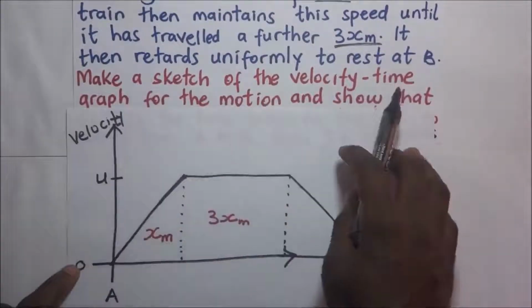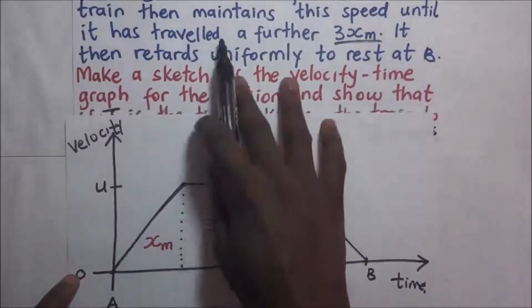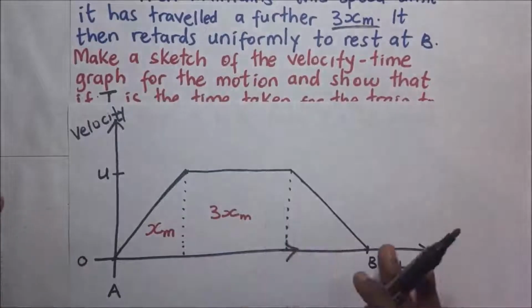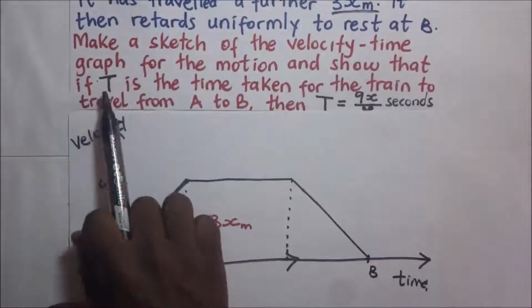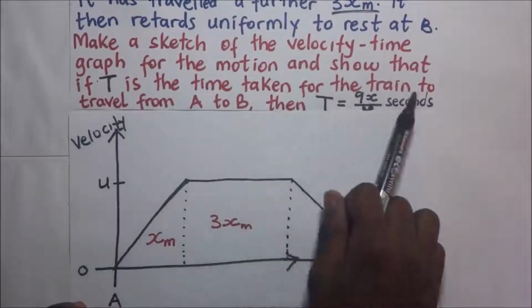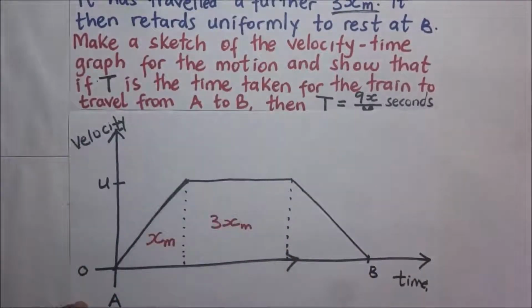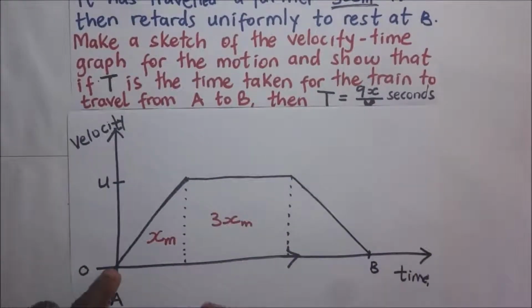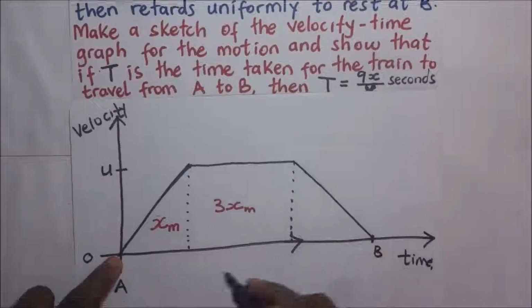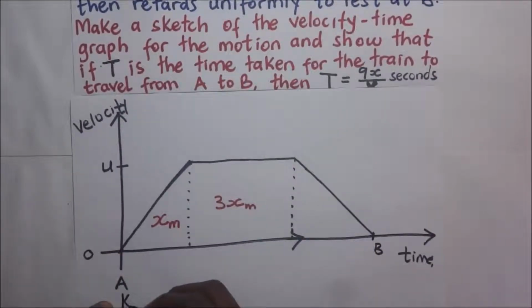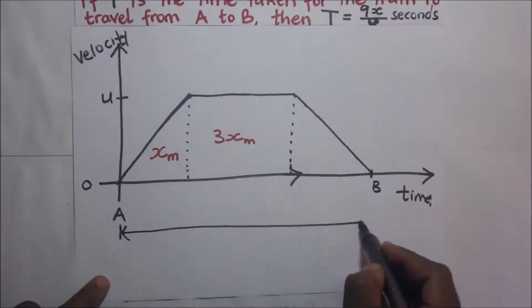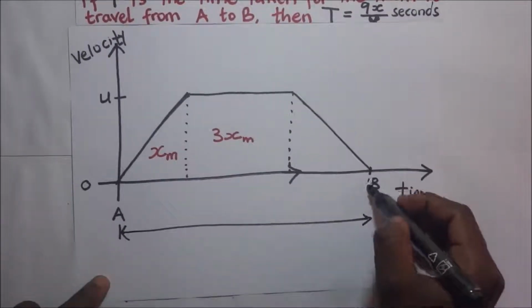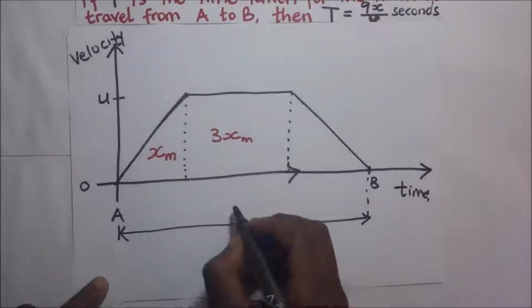So make a sketch of the velocity-time graph for the motion. We've already done that. This is the velocity-time graph representing the motion. And show that if capital T is the time taken for the train to travel from A to B, meaning this was where it started from and this is where it ended, then capital T is this right here. From here to here is capital T.